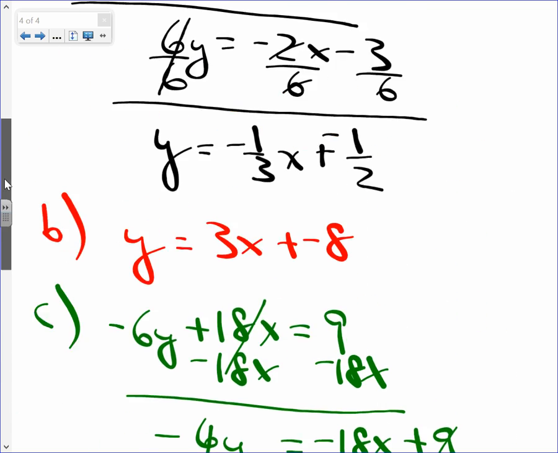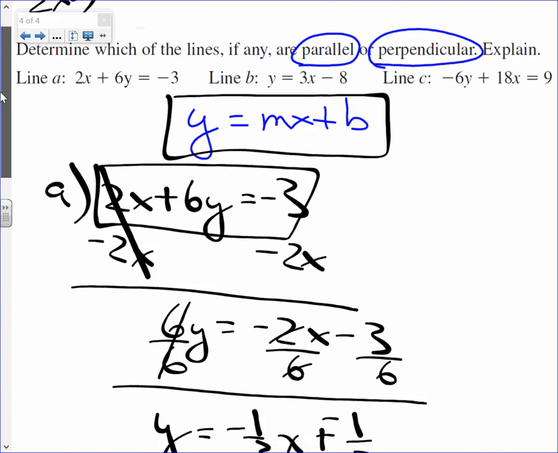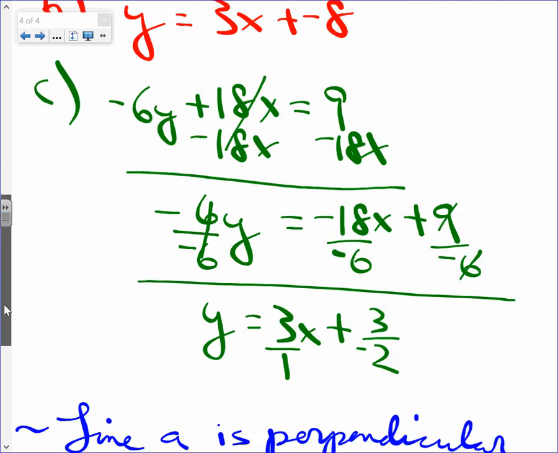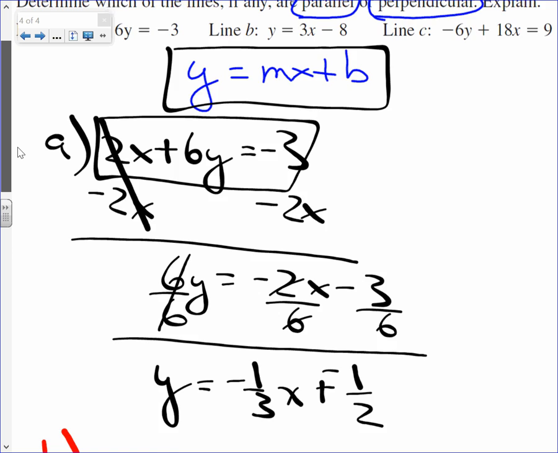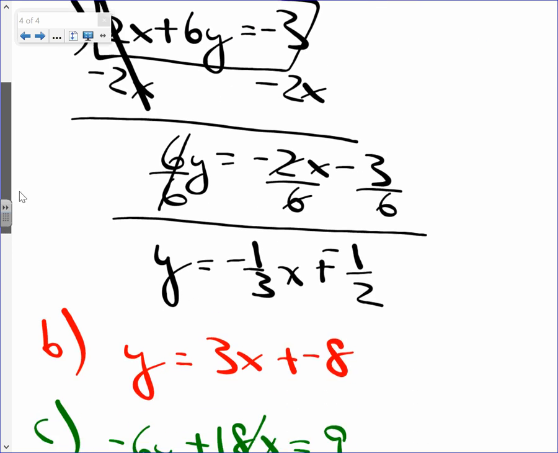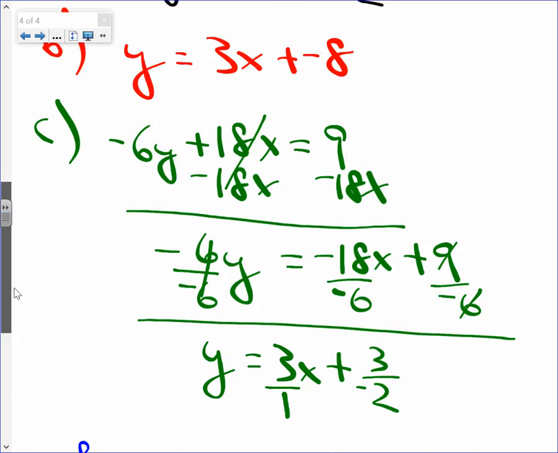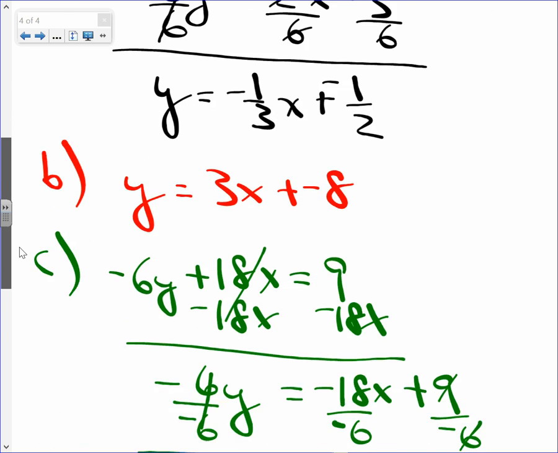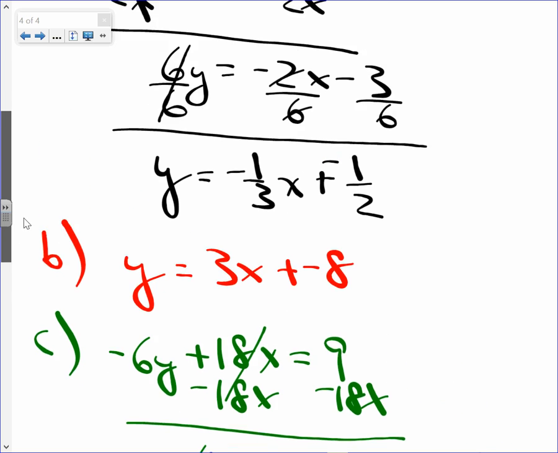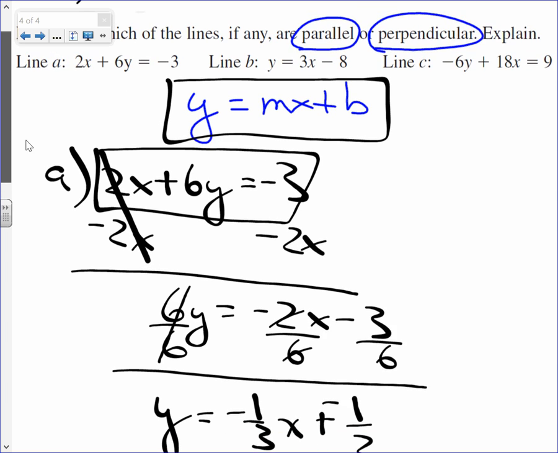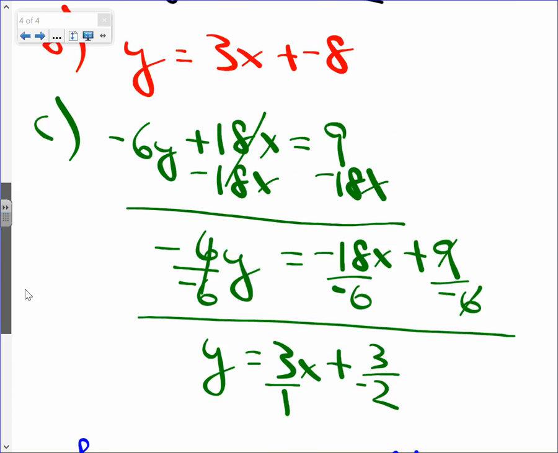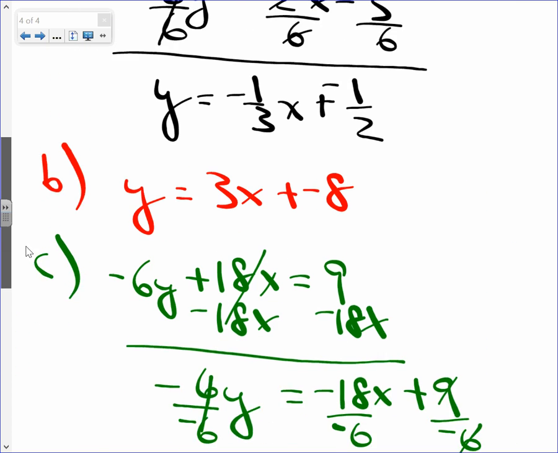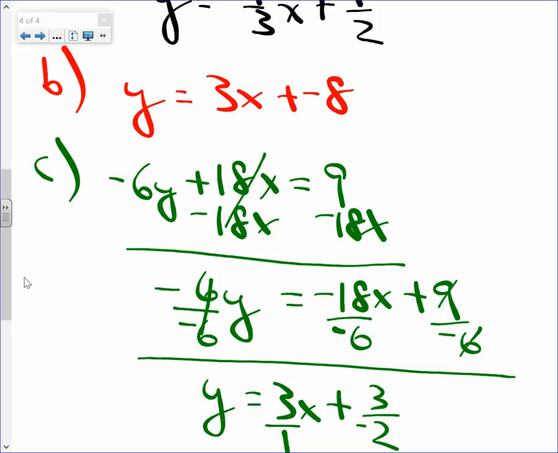Are there any parallel lines between the 3? Do any lines have the same slope, A, B, or C? Ortiz, what do you think? Does A, B, or C have the same slope? Do any of the 3 lines, black, red, or green, have the same slope? What do you think, Rios? Which ones have the same slope? C and B. Right, look at C and B. Look at the slope here.